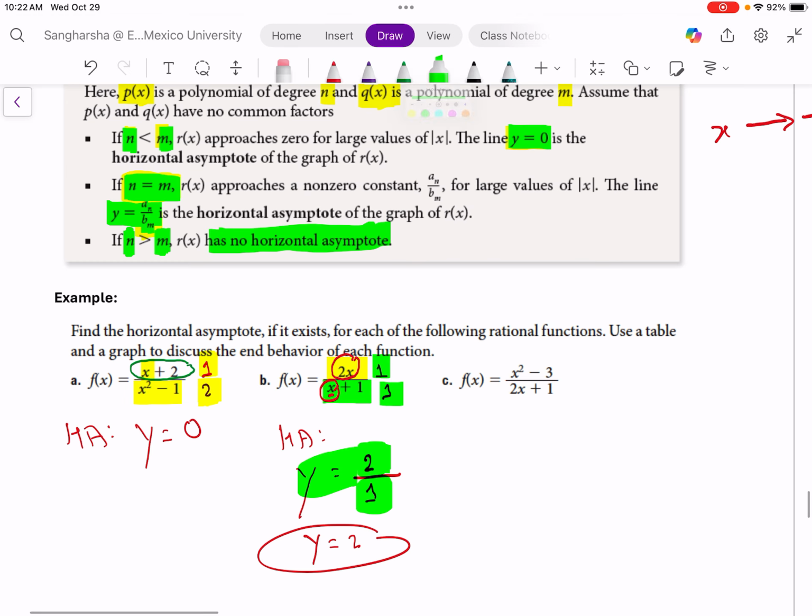Again, part C, what is the degree of numerator? So what is its degree? 2. What is the degree of denominator? 1. So here we have degree of numerator greater than degree of denominator, and because of this there is no horizontal asymptote. Okay, any questions on finding the horizontal asymptote and vertical asymptote?